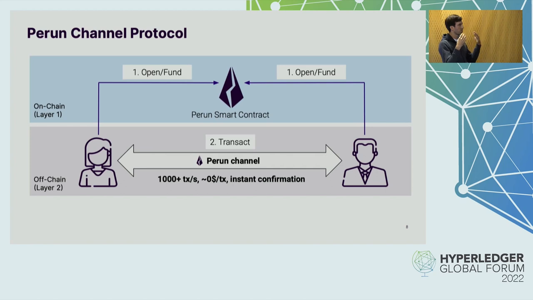And since they both signed it, the smart contract can later realize, okay, now this is the state with the highest version number, which has signatures from all parties in the channel. So I will accept it later. So we can basically do this 1,000 times per second because it only requires a little bit of network interaction and signatures. It doesn't involve any on-chain fees, and you get an instant confirmation.